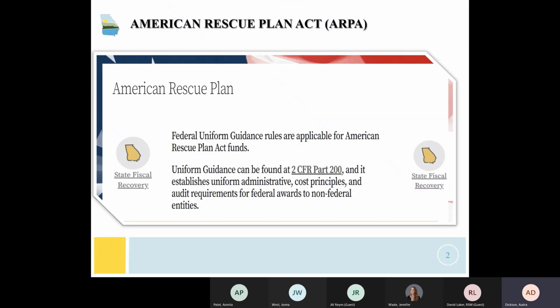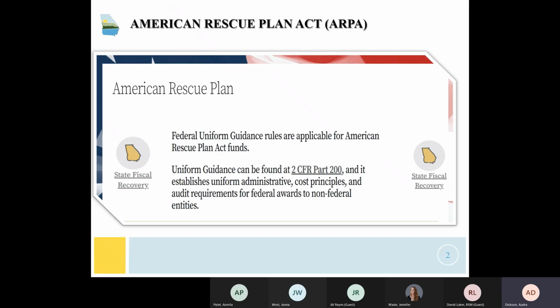Entities that receive state fiscal recovery funds, not local ARPA funds, which were provided in 2020 and 2021 for water and sewer infrastructure projects, are being administered by OPB and must go through the state environmental review process. I'm just going to refer to it as SERP as we move forward.